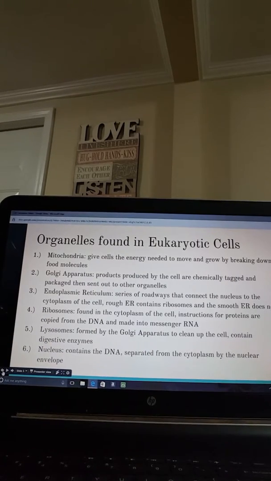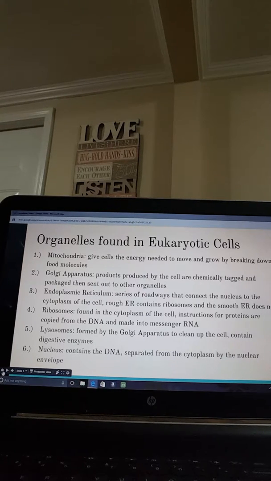So I'm looking at organelles found in eukaryotic cells. This isn't all of the organelles, but this is just a sum up of some of the major organelles that we would be looking at if we were focusing on a eukaryotic cell.